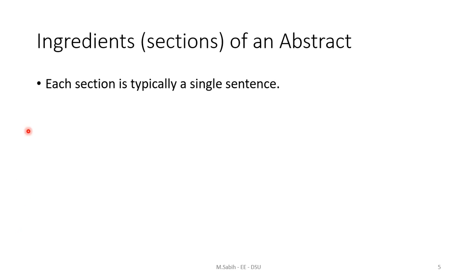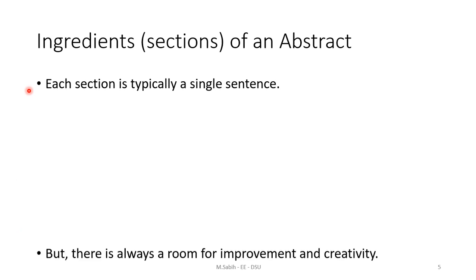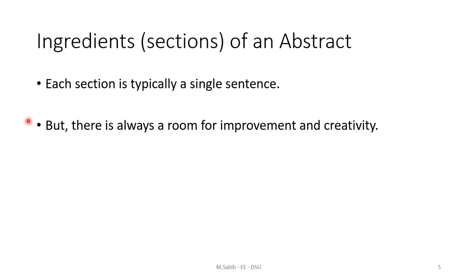Now in details, ingredients of an abstract. एक एक करके हम पढ़ेंगे. Every section is typically a single sentence. So for every section, typically एक या दो sentences होंगे जो कि उसकी ingredients sections को बता रहे होंगे. But there is always a room for improvement and creativity. और we should be ready कि एक room आपकी creativity का रहेगा.